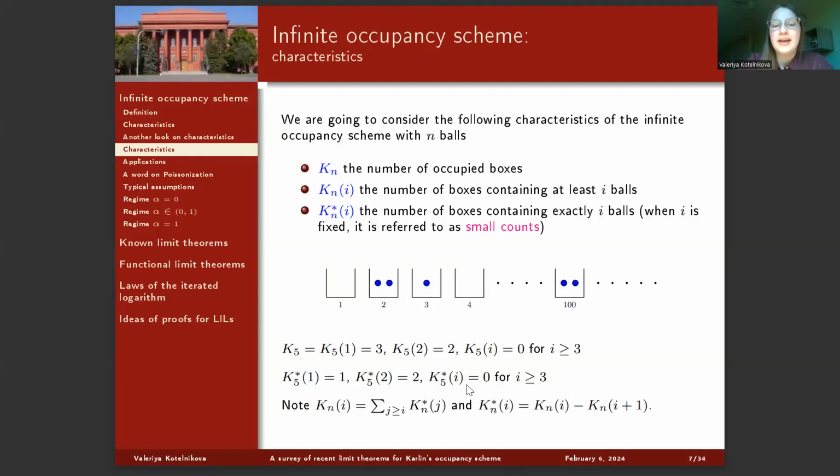What is worth mentioning is that those characteristics with and without star are connected with each other. So if you have some limit theorem for one of them, you can try to transform results to another characteristic using those equalities. So first one is, if you want to calculate the number of boxes containing at least I balls, you just need to take the number of boxes containing exactly I balls, add exactly I plus 1 balls, exactly I plus 2, and so on indefinitely. And if you want to connect small counts in the backwards direction, the observation is simple. If you want to have exactly I balls, you need to subtract from the number of boxes which contain at least I balls, the number of boxes with at least I plus 1 balls.